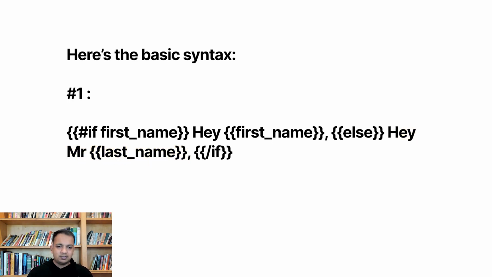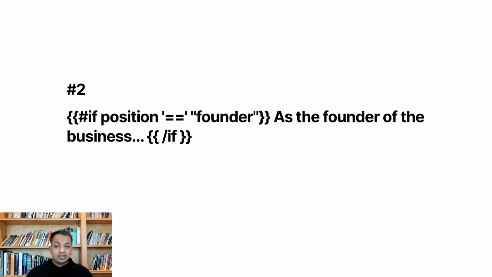Let's go into a more complicated example. Note that we're closing the if statements at the end. The next one is: if position equals founder, then say this statement. So position is a variable inside your CSV that you have uploaded into your sender. And if the position matches the word founder, then you're going to say, as the founder of the business, and it's just going to be a relevant line. The assumption here is that the rest of your email copy is similar, and obviously you're doing this at scale, so you can't really be creating new campaigns every single time for every single variable.